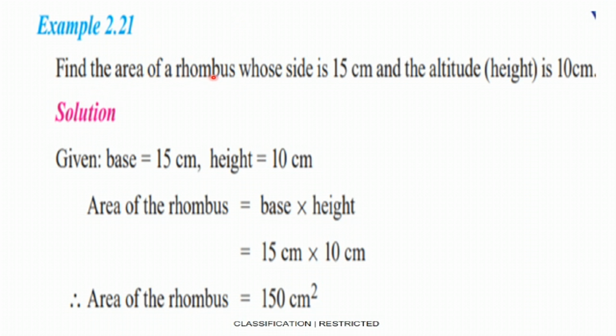Find the area of a rhombus whose side is 15 centimeter and the altitude is 10 centimeter. Here side means base. So base equals 15 centimeter, height equals 10 centimeter. So the area of the rhombus equals B into H, that is base into height, that is 15 centimeter into 10 centimeter. You multiply, you get it. Area of the rhombus equals 150 centimeter square.